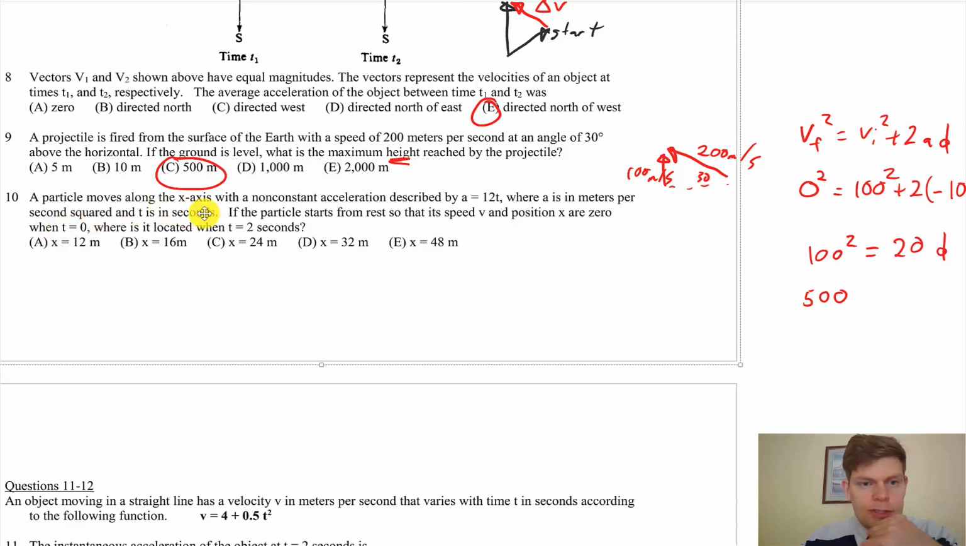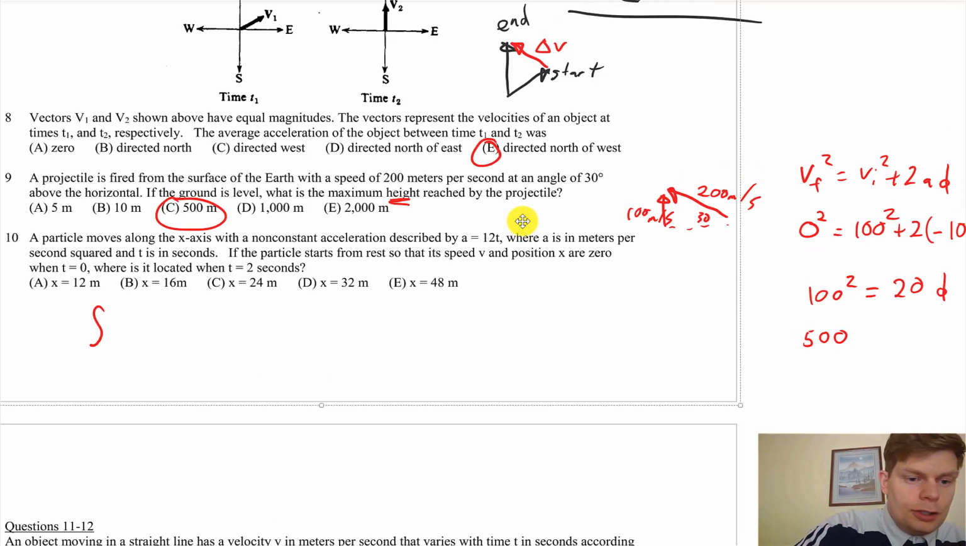So particle moves along the x-axis with a non-constant acceleration described by a equals 12t. We want to know the position at 2 seconds. So if we have the acceleration and we want to go to position, we need to integrate it twice. If we integrate it once, we do our integral of 12t once, that's going to be our velocity, and we're integrating with respect to time.